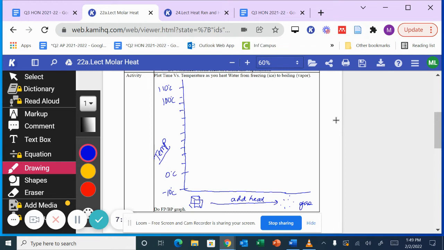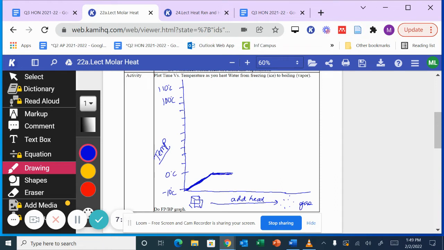If you warm up ice, it's going to get warmer and warmer and warmer. That should be a straight line. Okay. And it's going to take energy to do that. And when you're putting energy in, the molecules are going faster and faster until you hit zero. Because at zero, the ice starts to melt. While it's melting, the temperature actually stays constant.